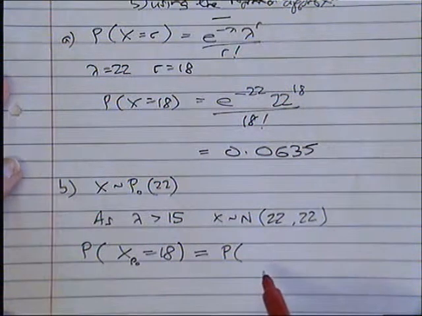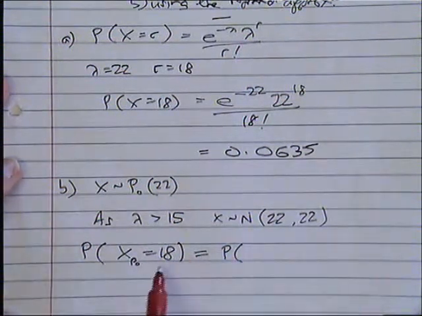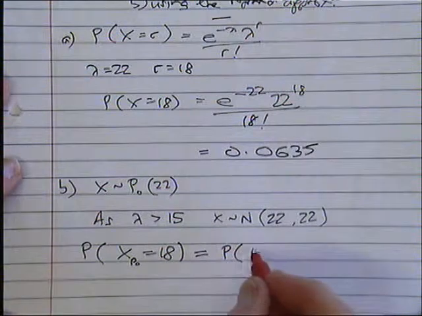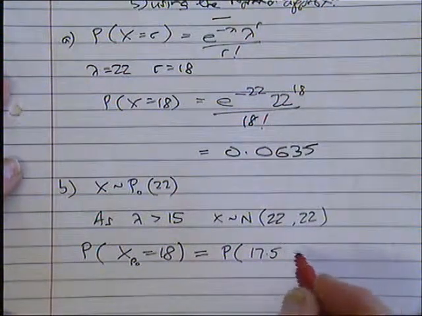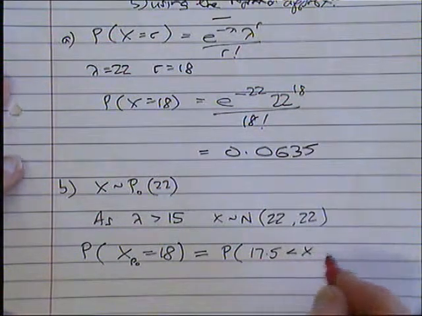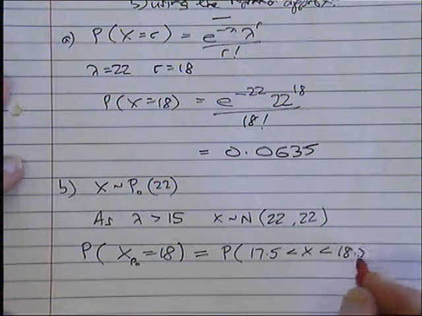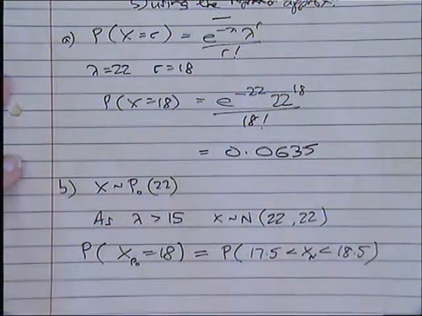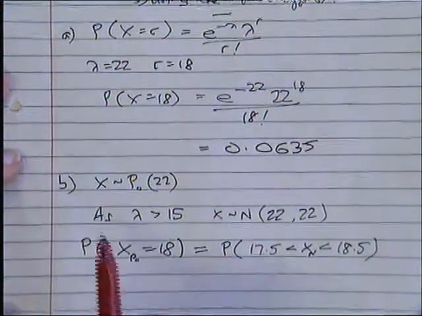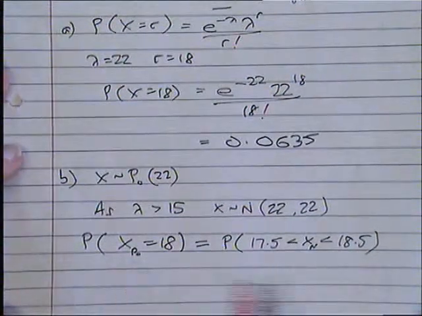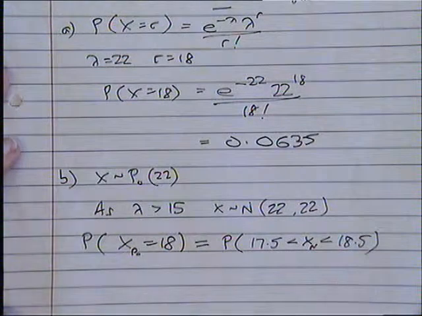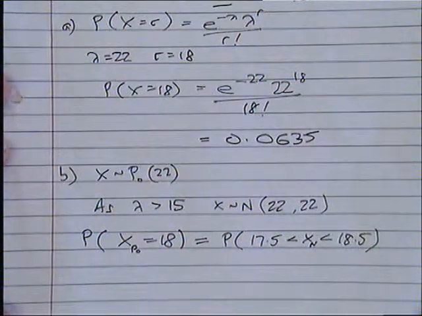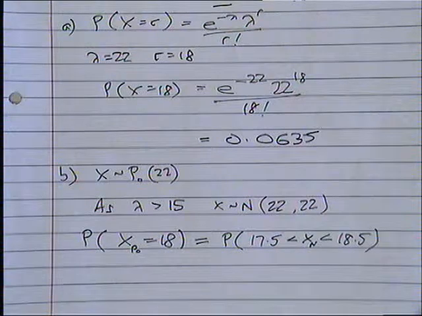17.5 up to 18.5, that's right. Okay, because that is 18 to the nearest whole number, and I'm going to put a little suffix n down there just to show I'm changing that from a Poisson probability to a normal probability. Is this using the rule to approximate Poisson? Yes. Okay, you've missed the red box rule, but you'll see that in a minute.